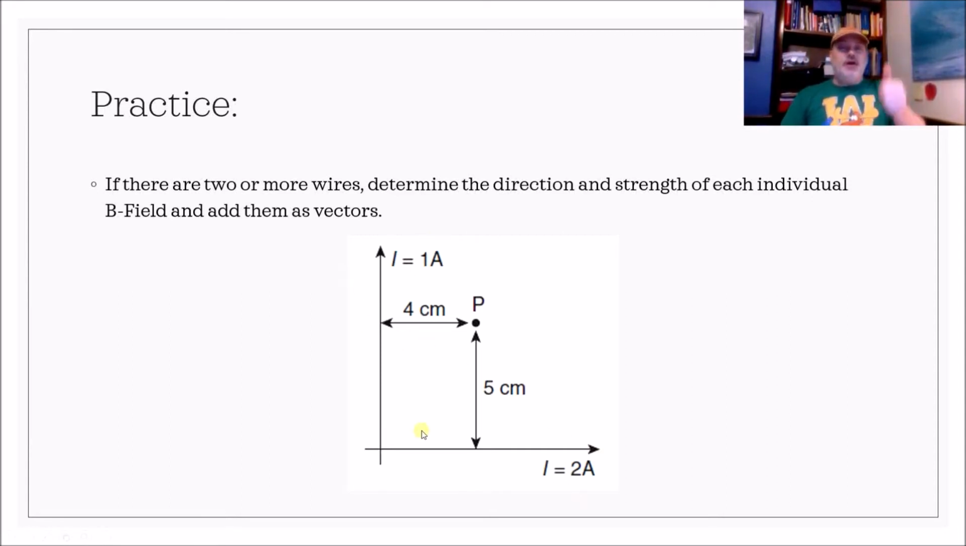So this current is up, so the magnetic field from that one should be into the page, an X, and the 2 amp one down below is to the right, and so it's out of the page. So they will fight each other. So one will be positive and one negative, so make sure you add them up as vectors.